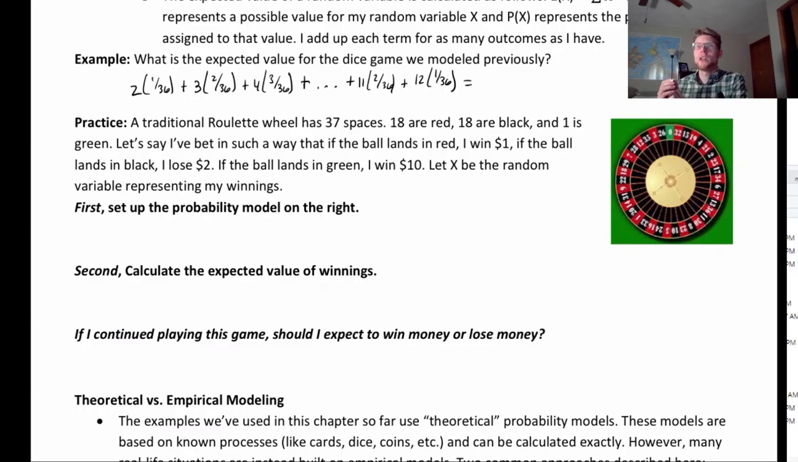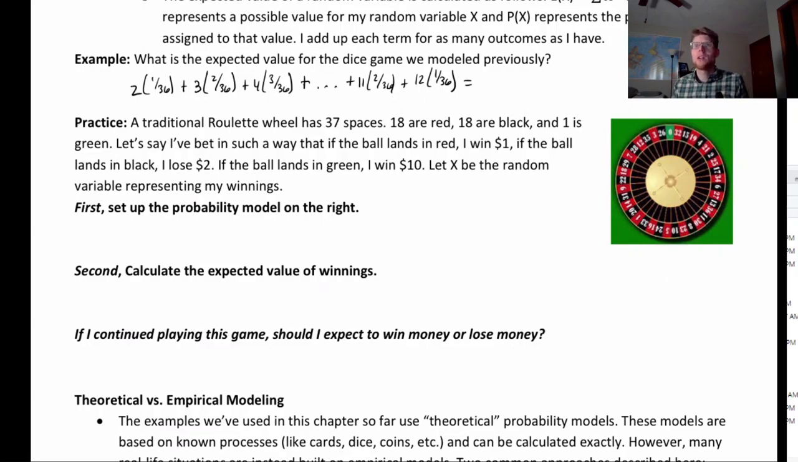However, we can do another example here that's a little bit simpler. Here we have a traditional roulette wheel. It has 37 spaces, 18 are red, 18 are black, and 1 is green. Let's say that I've bet in such a way that if the ball lands in the red, I win $1. If it lands in black, I lose $2. And if the ball lands in green, I win $10. Let X be the random variable representing my winnings.